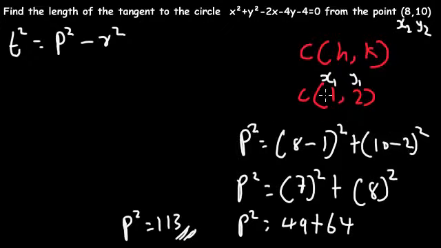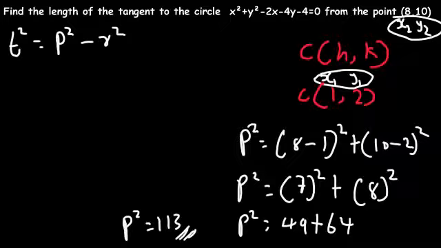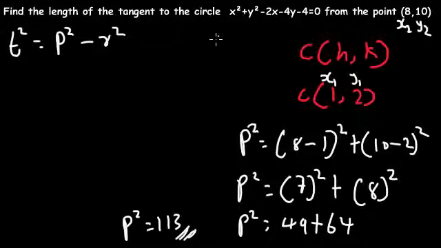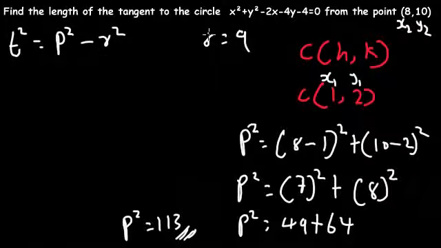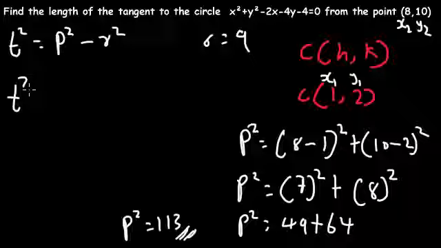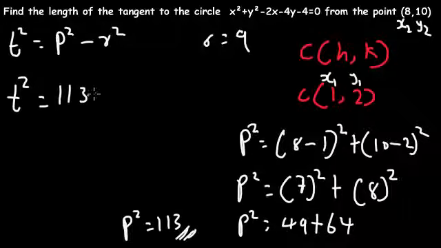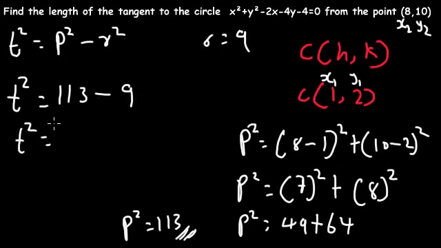Now keep in mind, if you take this to be x2, y2, and this is x1, y1, that won't alter your solution. You have your final answer because there's a square there. So p squared is 113, and we got r squared to be equal to 9 from the equation. Therefore, t squared will be 113 minus 9. So t squared equals 113 minus 9, which gives us 104.